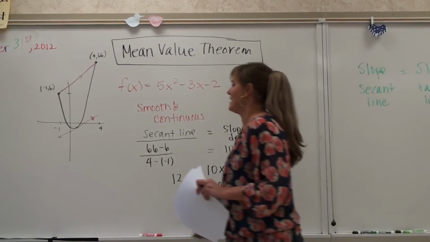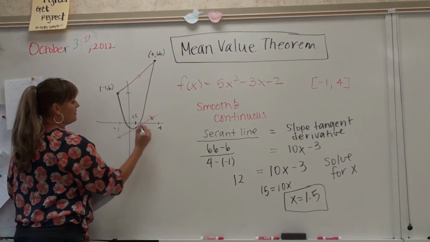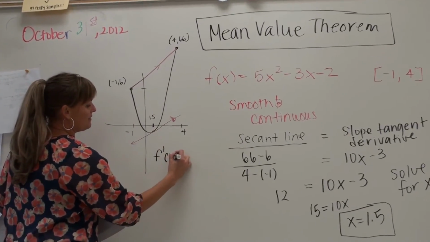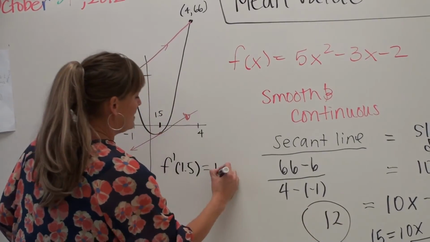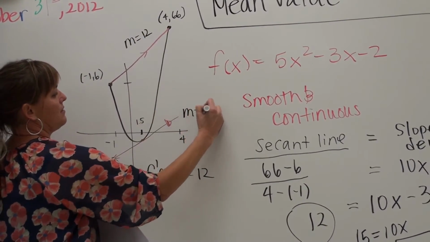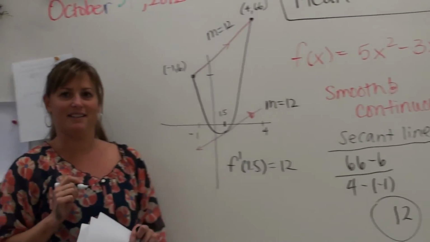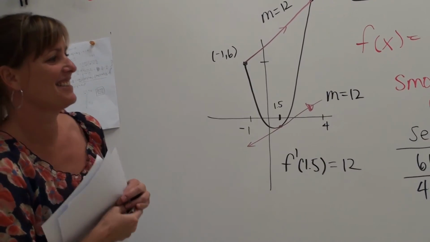So that means right here, this must be the point, 1.5, where that means that the derivative at 1.5 is equal to the slope of the secant line. This slope is 12, and this slope is 12. Okay, so let's pause.